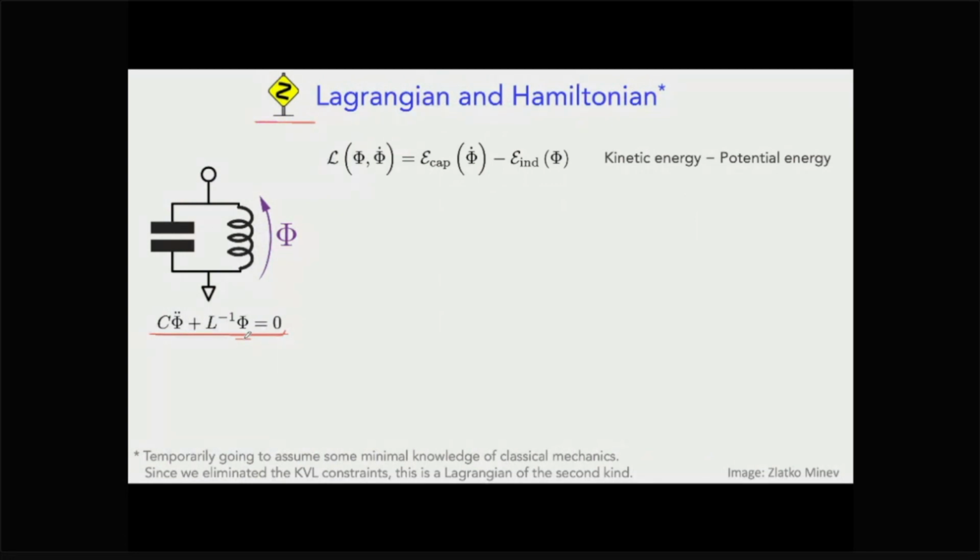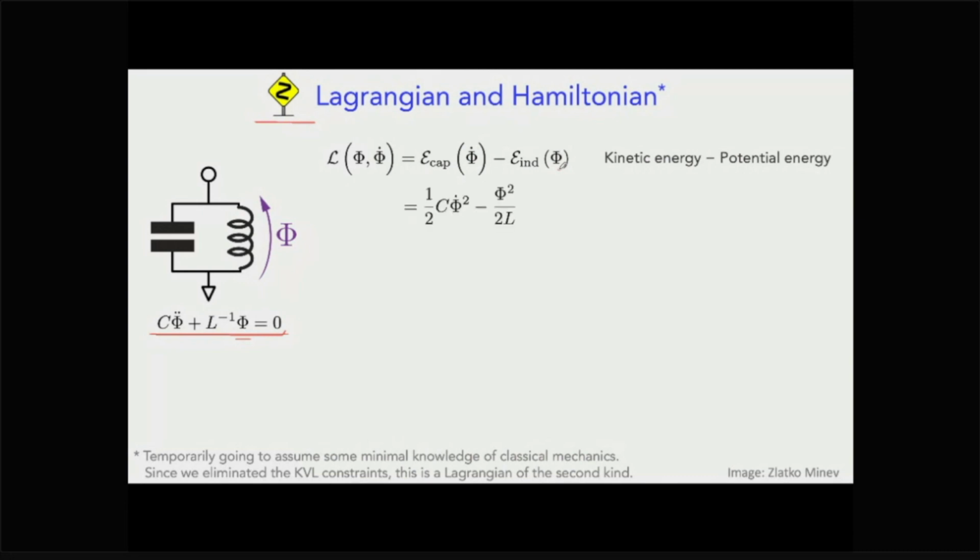Now, the standard description begins with the so-called Lagrangian. The Lagrangian is just the difference between the kinetic and the potential energy. All right, so the Lagrangian, which is a function of phi and phi dot, or basically the position and the velocity, is the capacitive energy, which is a function of just velocity. That's what it means to be kinetic. And the inductive energy, which is just a function of the position. That's what it means to be potential energy.